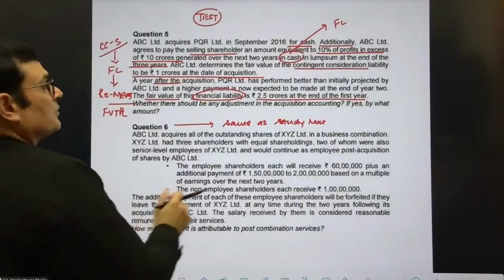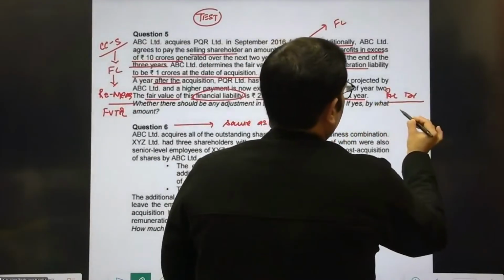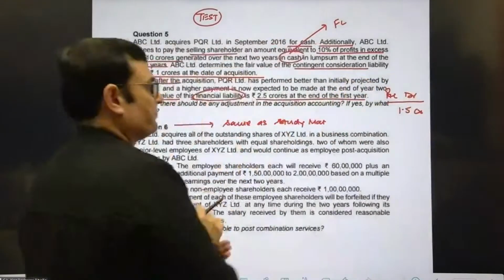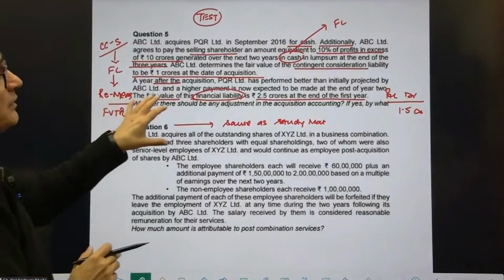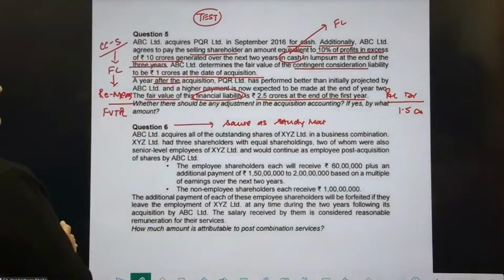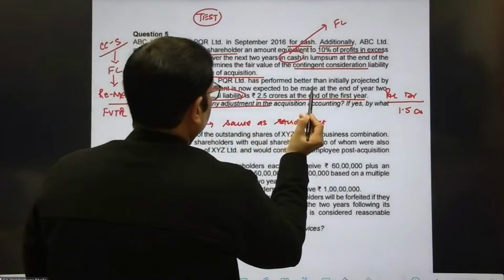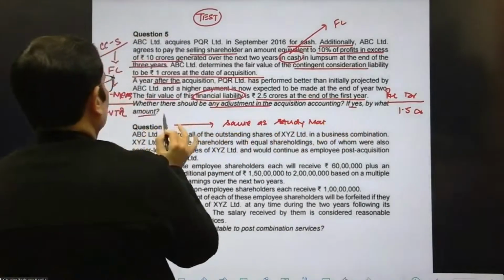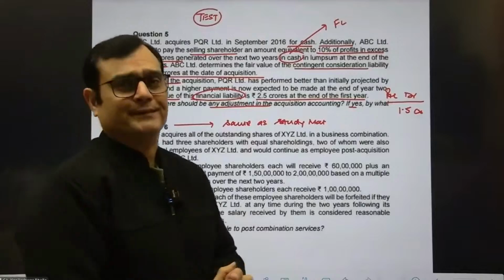end of the year. So that means I will have to debit the profit and loss account, can I say by 1.5 crores? Because 1 crore you've already taken as a part of the PC. At the end of the first year, it became 2.5 crores. So 1.5 crores debited to P&L. Whether there should be any adjustments in acquisition accounting? If yes, by what amount? So 1.5 crores will be accounted at the end of the year.